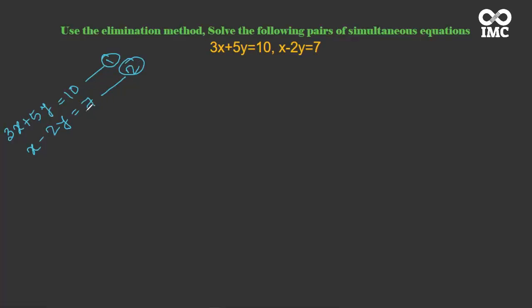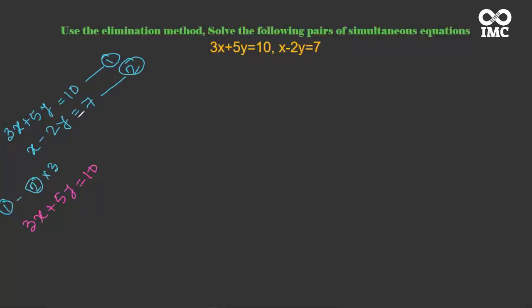If we want to solve by using the elimination method, then we need to remove x or y at first. If we just multiply equation number 2 by 3, then we can easily remove x. So equation 1 minus equation 2 multiplied by 3. Then the first equation will be 3x plus 5y equals 10, unchanged.